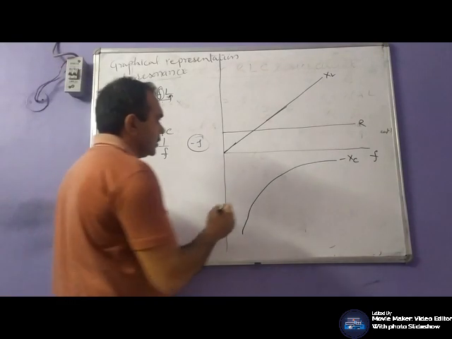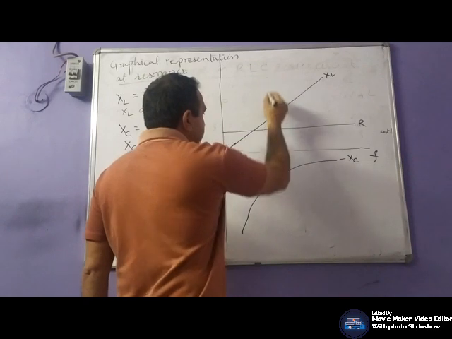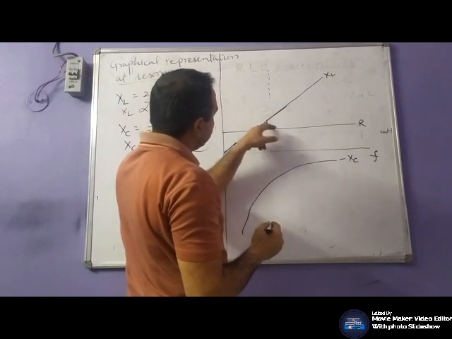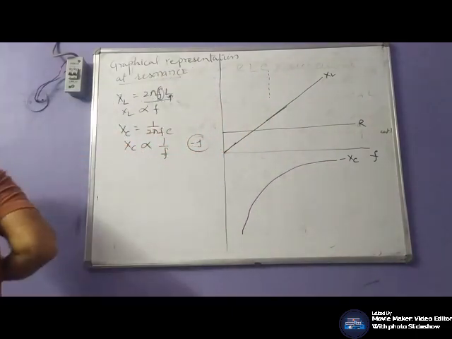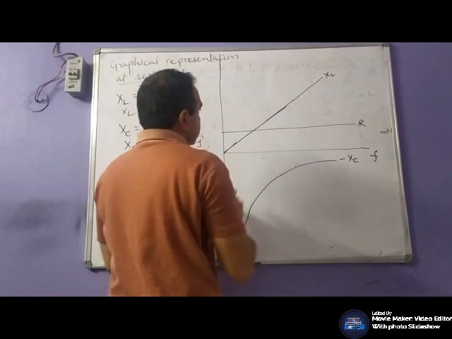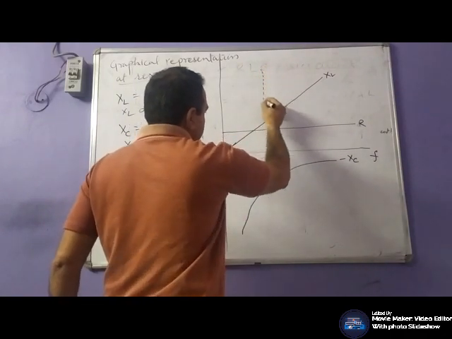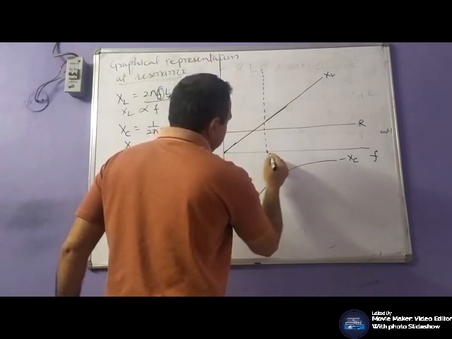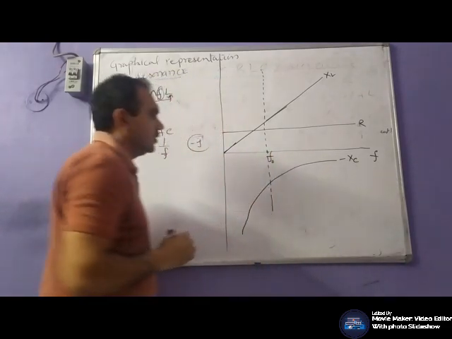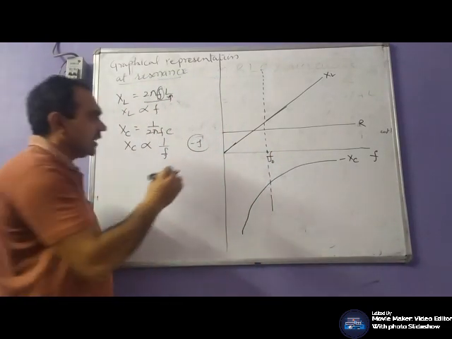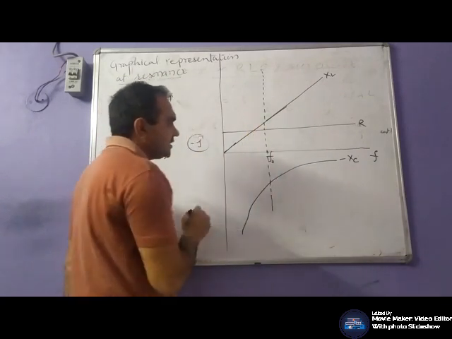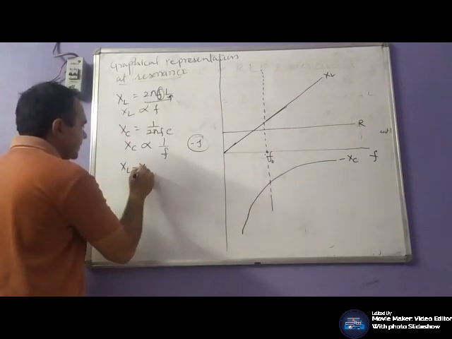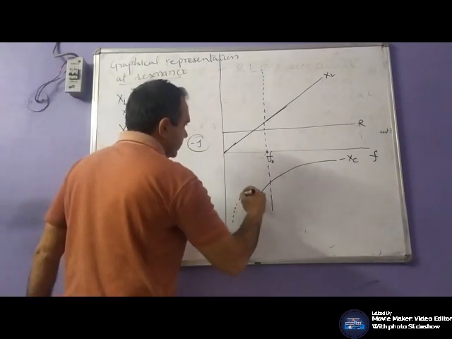Now at a particular point f naught, where both XL and XC are equal, resonance would occur. Let this be the point. This is the f naught resonance frequency where XL would be equal to XC. If we plot the curve for XL minus XC, that will be in between.